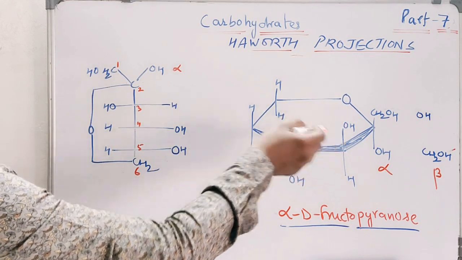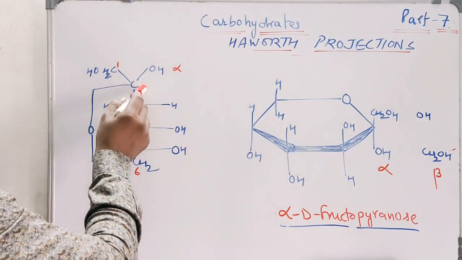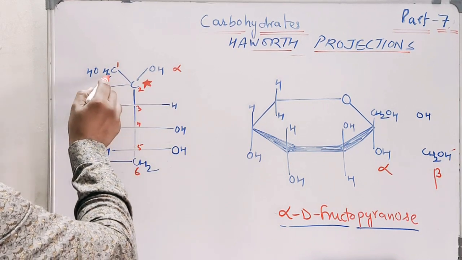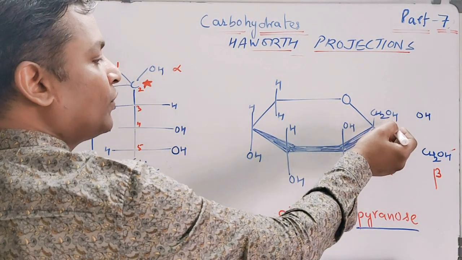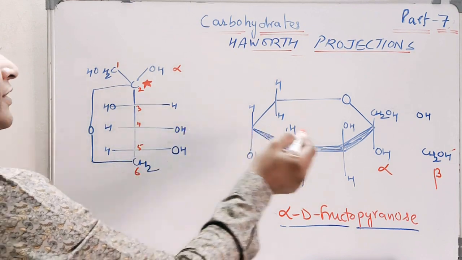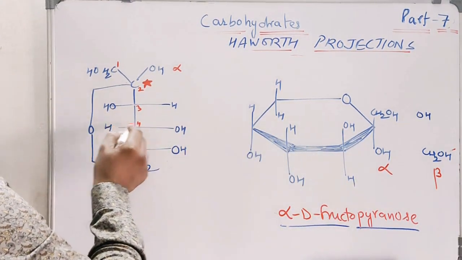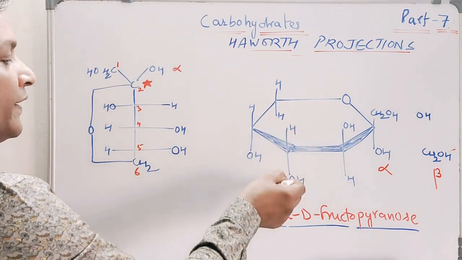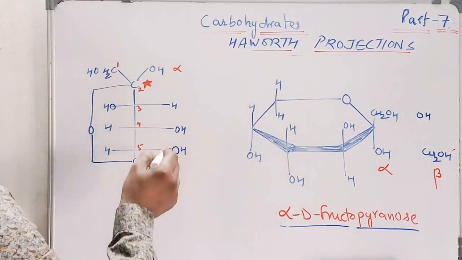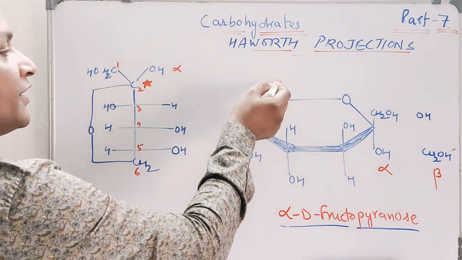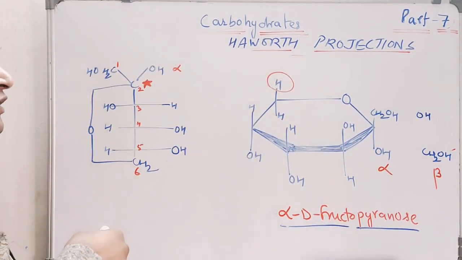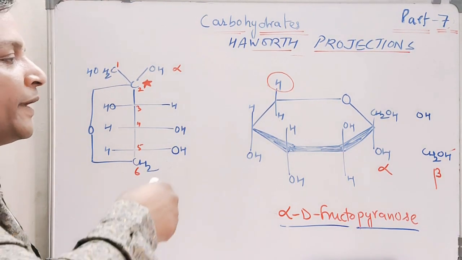Now the different configurations of carbon atoms. This is the chiral center. We can say this is the anomeric center also. CH2OH, OH, OHH, OHH, HOH, HOH, HOH. You can see here there is no CH2OH, there is CH2. So this is the alpha D fructopyranose form.